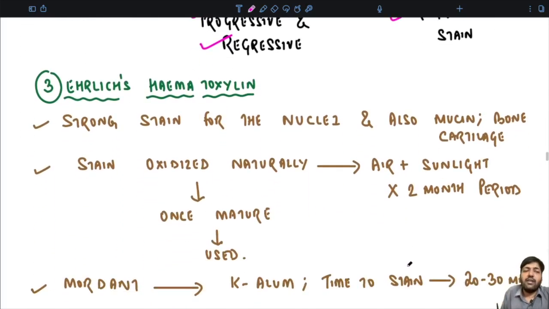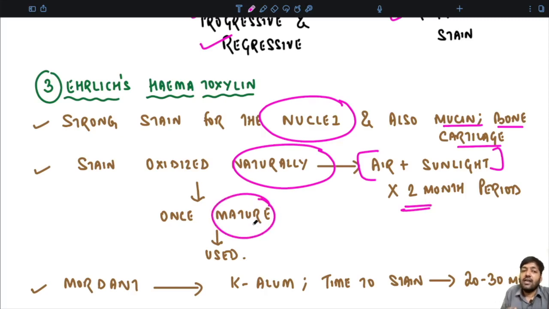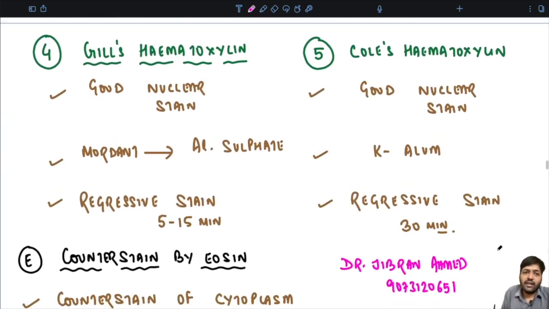The third important type is the Ehrlich hematoxylin. Remember, it is a strong stain for the nuclei, and it also stains mucin, bone and cartilage. The stain is oxidized by a natural process. For natural oxidation, as I told you, you expose it to air and sunlight for a period of 2 months, and once it matures, it can be used. Remember, hematoxylin prepared by natural maturation or ripening has a much longer lifespan. The mordant used in Ehrlich's hematoxylin is potassium alum, and the time to stain is around 20 to 30 minutes.